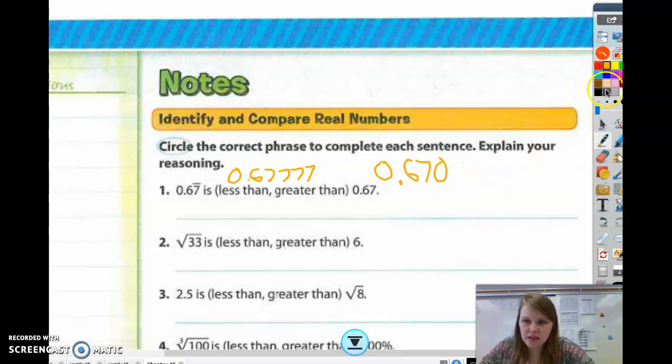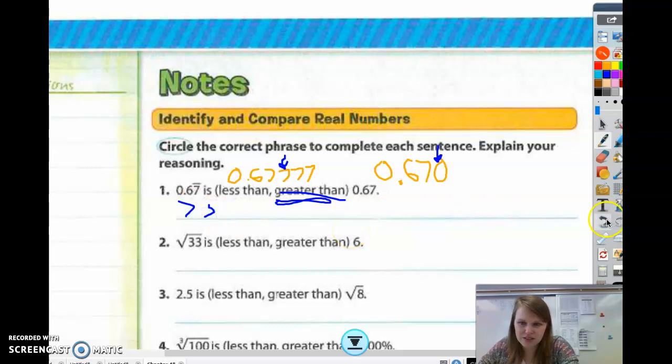So now let's think. We are now comparing. I see that the 10th place is the same. There's a 6 in each, right? The 100th place is the same. Now, what about the 1000th place? So we are comparing a 7 and a 0. Which one is bigger? A 7 or a 0? 7, right? So we would say definitely greater than. And when it says explain your reasoning, I'm going to say, well, because 7 is greater.